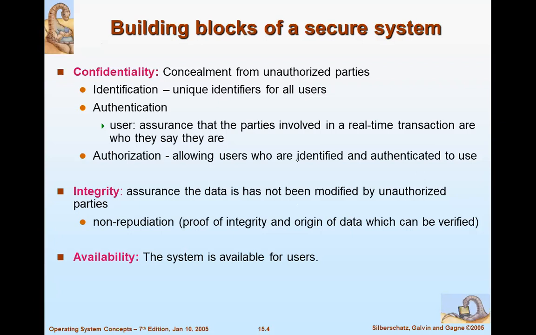Similarly, the next one is integrity. Integrity is the assurance that the data has not been modified by an unauthorized party. There is also non-repudiation, the proof of integrity and origin of data, which can be verified. So it means there is no misuse, or you can say there is no alteration inside the data on its way toward the destination node.